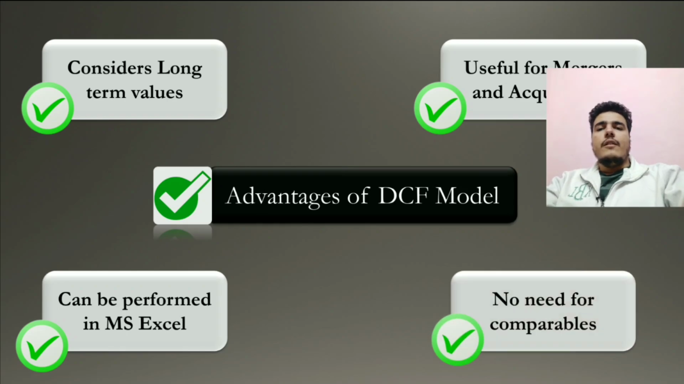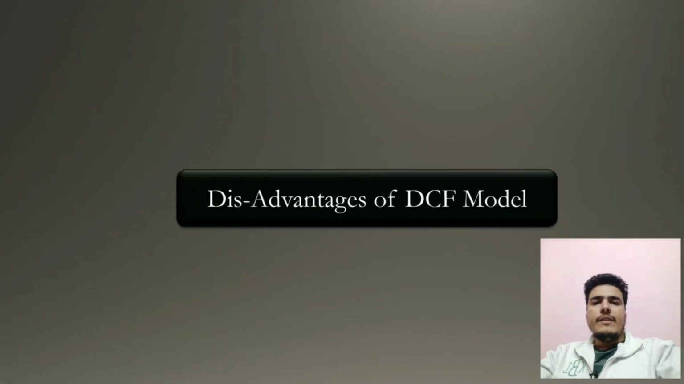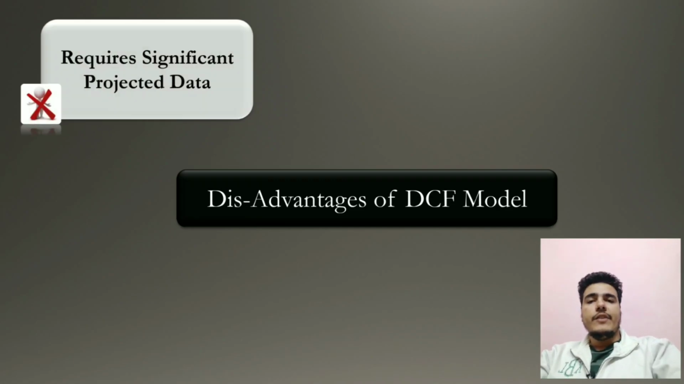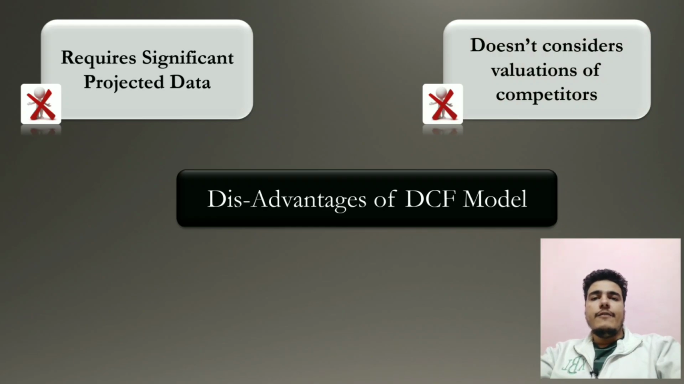The last advantage is no need for comparables. You can easily evaluate individual businesses, individual investment options. Now let's move to the disadvantages of the DCF model. The first disadvantage is that it requires significant projected data. In the example, Sophia has that estimated projected data, right, that she will get $10,000 after 1 year, something after 2 years, after 3 years, 4 years. So she has estimated projected data. For using the DCF model, you need significant projected data.